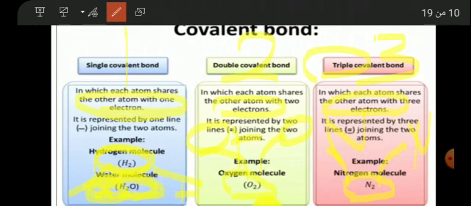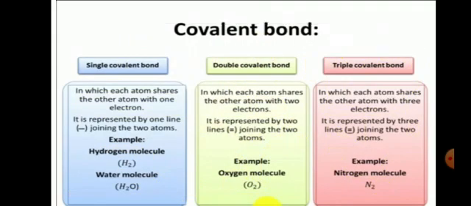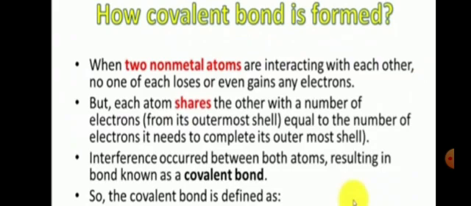Nitrogen contains 7 electrons, so it has 5 in the outermost level. How many electrons does it need to complete the outermost energy level? It needs 3 electrons. So the atom will share with 3 electrons to complete the outermost energy level. Okay, let's see here how covalent bonds form.